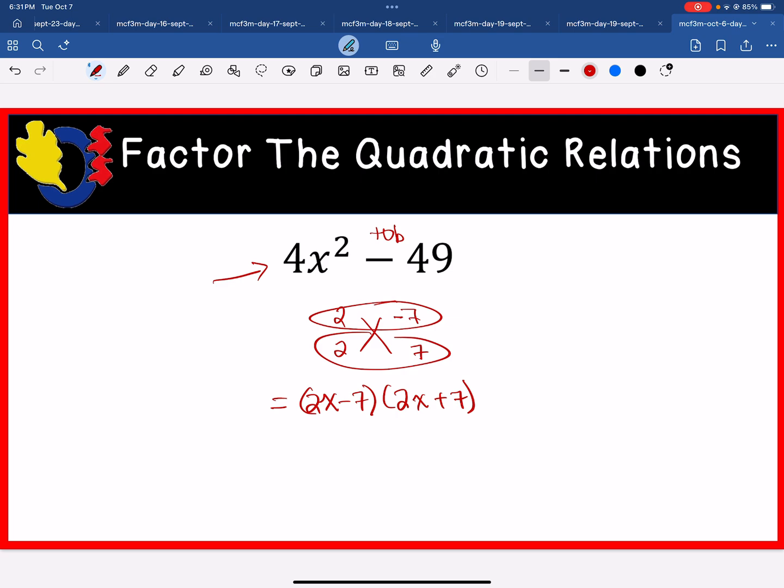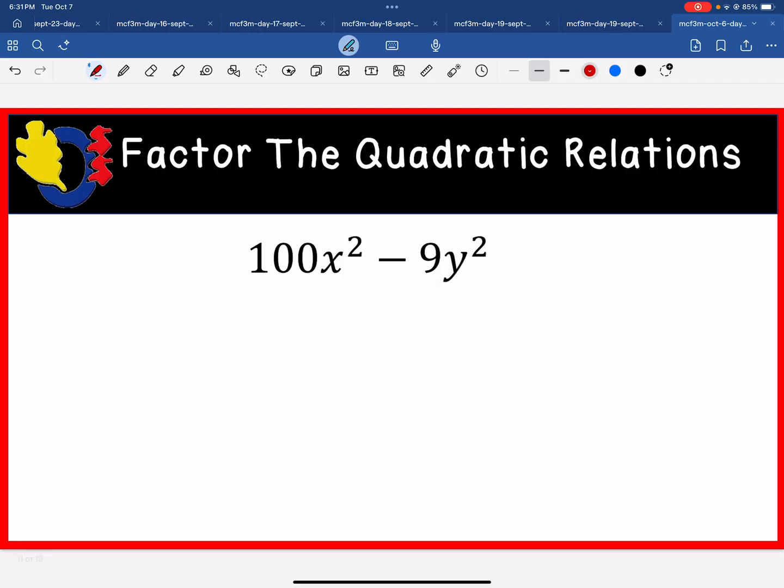Okay, let's check out another one. 100x squared minus 9y squared. So notice in the c position this time we have a y squared, so that changes things slightly when we're writing our final answer. So again, I'm going to start with taking the square root of 100 and the square root of 9. So 10 and 10, 3 and 3. So two brackets, one's going to be positive, one's going to be negative. So 10x plus 3y and 10x minus 3y. Okay, so we need to make sure that we include the y so that we get the y squared.